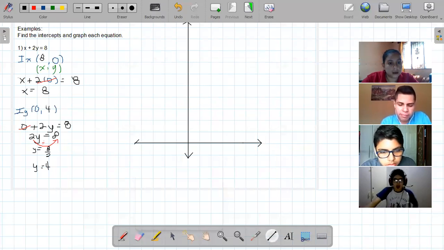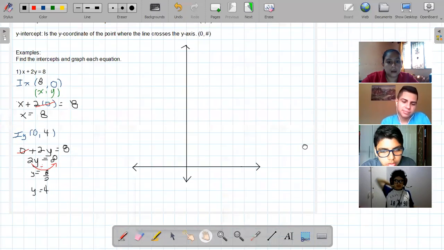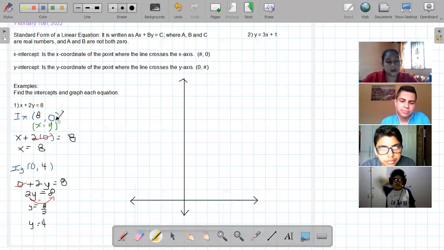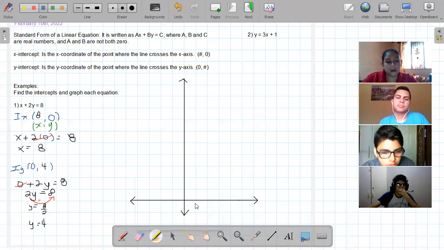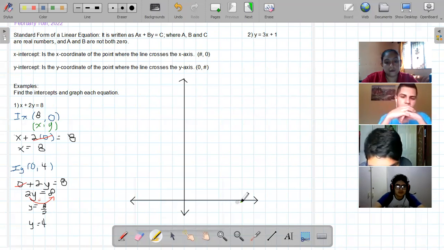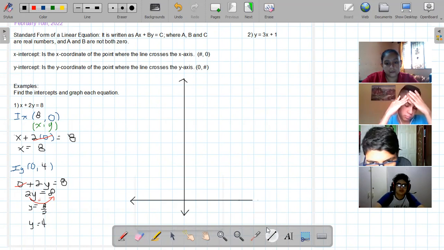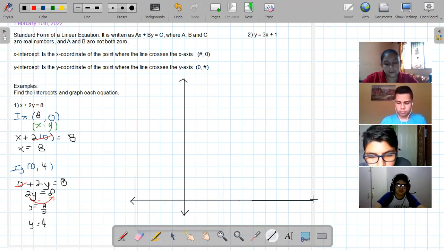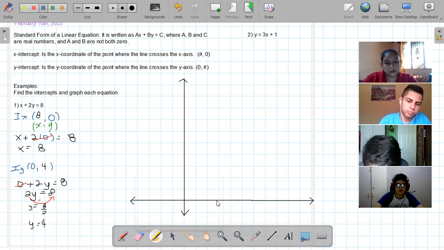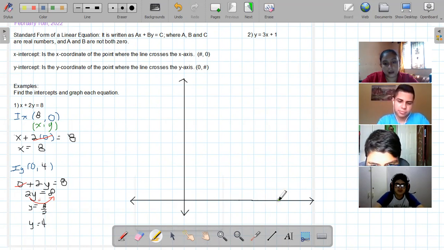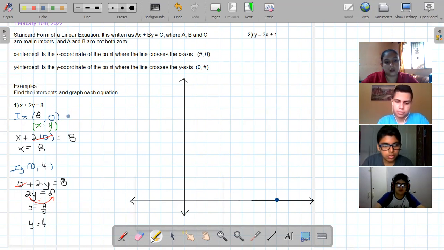Remember to draw the arrowheads, okay? And now we're gonna graph our points. 8, 0, sorry. 1, 2, 3, 4, 5. It's not long enough, so let's make it longer. Okay, so again, 1, 2, 3, 4, 5, 6, 7, 8. 8, 0 is over here, this point over here.